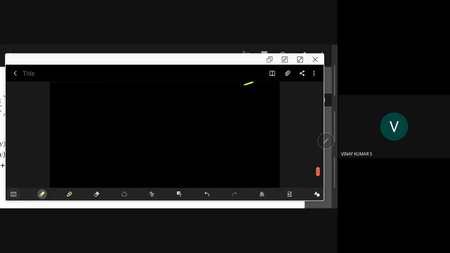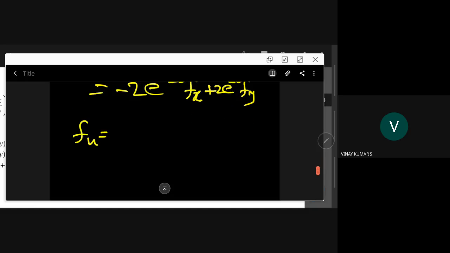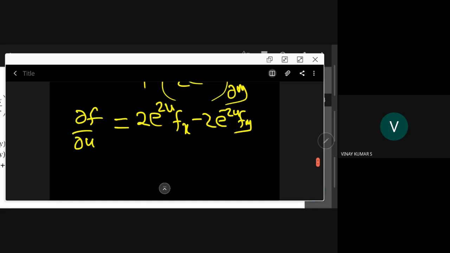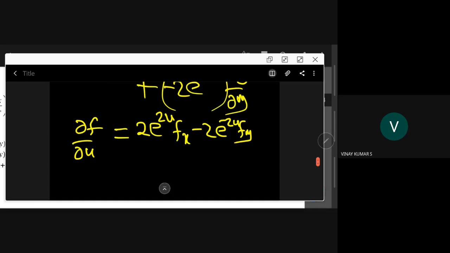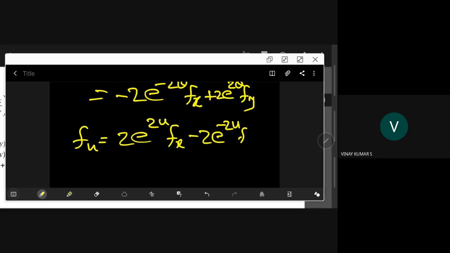So f_u, I write, is 2e^(2u) f_x, minus 2e^(-2u) f_y. Similarly f_v is equal to minus 2e^(-2v) f_x plus 2e^(2v) f_y.